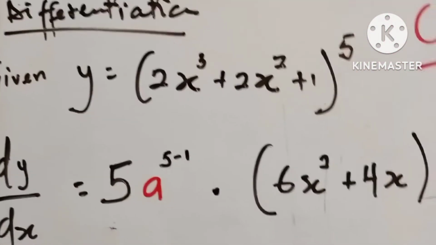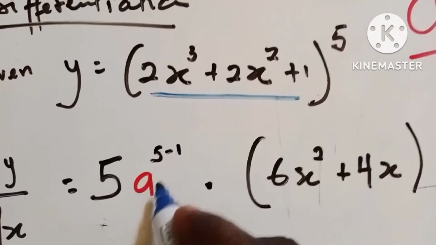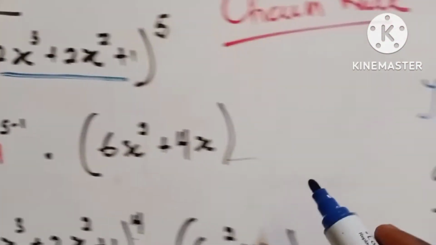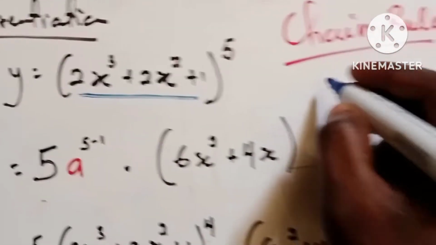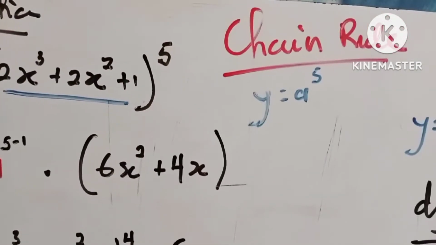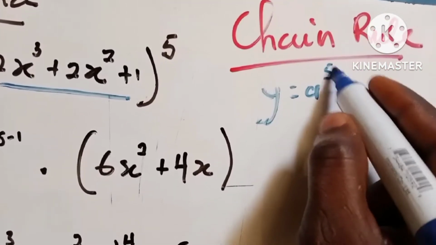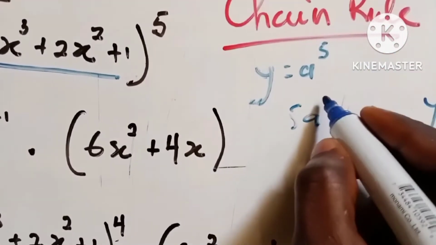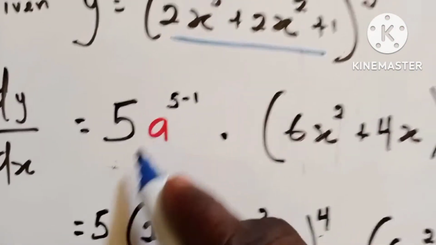The key here is, what happens if you replace everything in this bracket by, let's say, a? We are doing that because we know how to differentiate something that goes like this. So this function tends to be something like y equal to a exponent of 5. Since we know how to differentiate, we know that the 5 has to drop down. So we are going to have 5a, and then subtract 1 from the exponent, so we are left with 4.